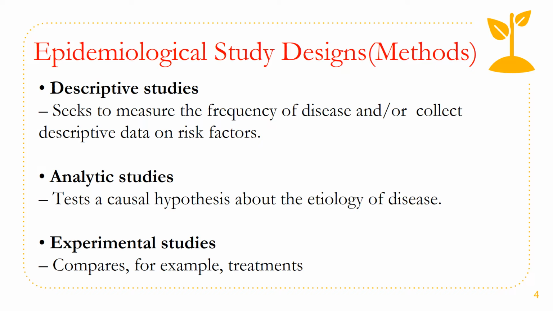Epidemiological study designs have three major types, and there are some other types too, but here we are going to discuss very few. Descriptive studies seek to measure the frequency of disease and/or collect descriptive data on risk factors. For example, description: what is the age, gender, place, economic status, education. Only description we are collecting in this. By collecting description, we are not able to generate any association or causation. So we have to go further.